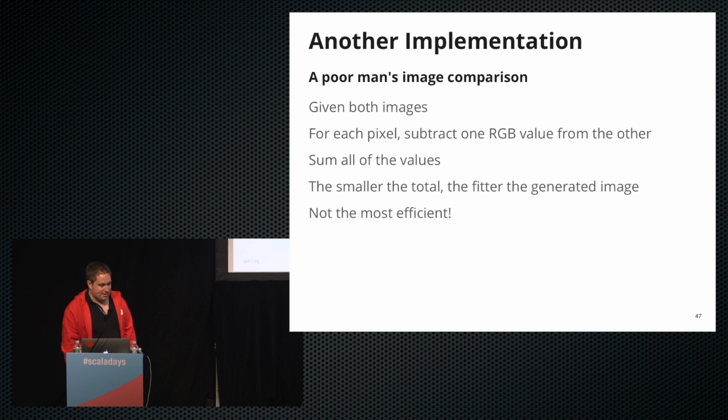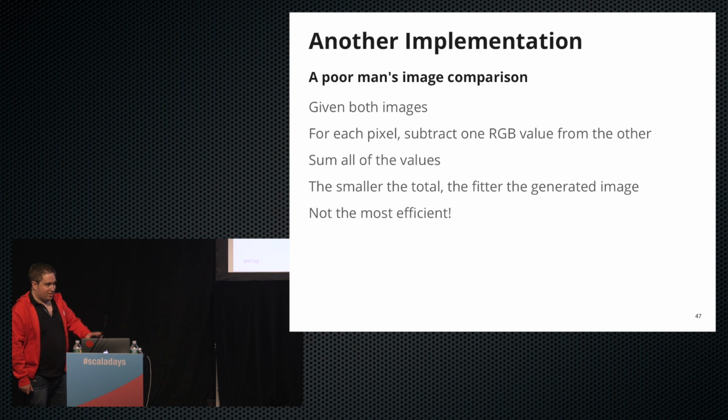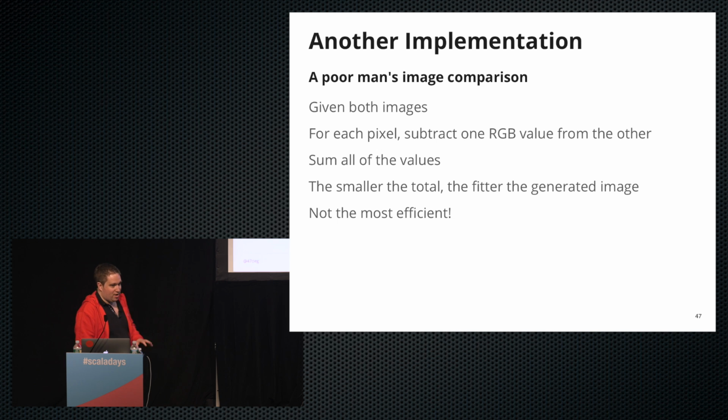So you need to think about the fitness function for this. A poor man's image comparison, and this is just a discipline in its own right, comparing images. So this is definitely not the best or the most appropriate way to do this. Given both images, the zoomed-in Mona Lisa and our generated image, for each pixel, diff the RGB values, sum all these diffs, and the one with the smaller value is the fitter image. Clearly, this is not the best. There are lots of ways to do this, and there are pages and pages on Stack Overflow of people who've put a lot of effort into image comparisons and stuff like this.